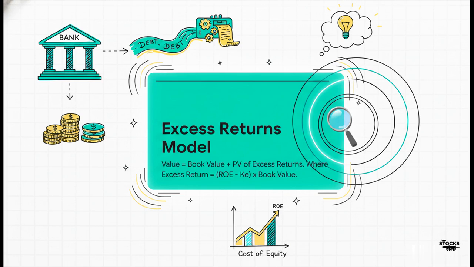Damodaran's absolute favorite trick here is the excess returns model. We take the book value and we add the present value of excess returns. You find that by taking the return on equity, subtracting the cost of equity, which is just the baseline return investors demand for taking on the risk, and then multiplying that spread by the book value. It's brilliant. It calculates exactly how much return a bank is generating above our basic expectations.